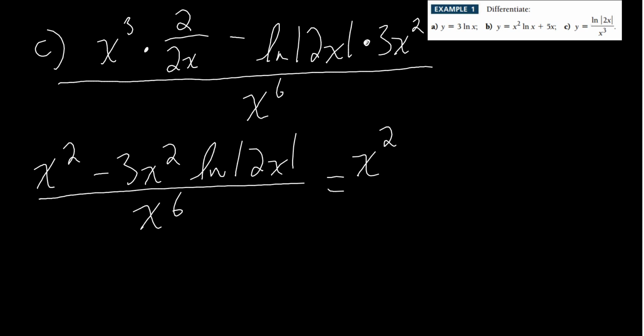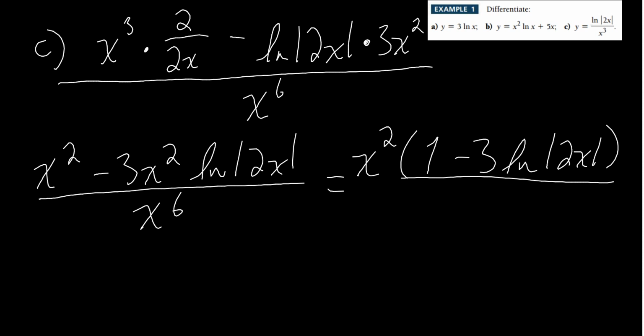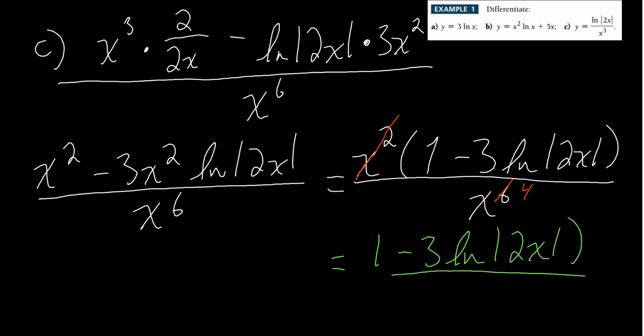And that leaves me with a 1 minus 3 natural log of 2x all over x to the sixth. And then we can cancel the x squared and then cancel 2 of these to make that a 4. So let's see if I'm sure I have room. So we can make this simply 1 minus 3 natural log of the absolute value of 2x. Actually, I don't need a parentheses there. All over x to the fourth.